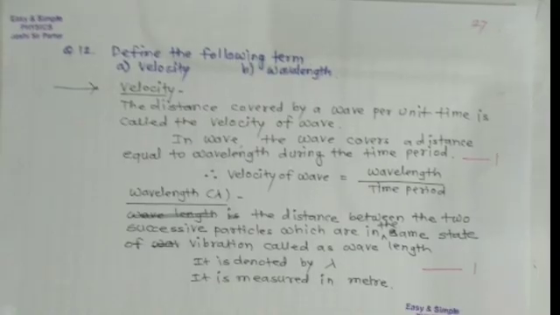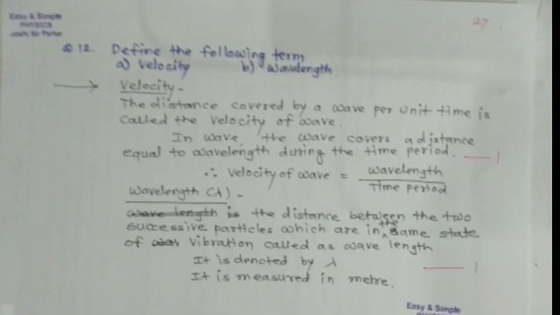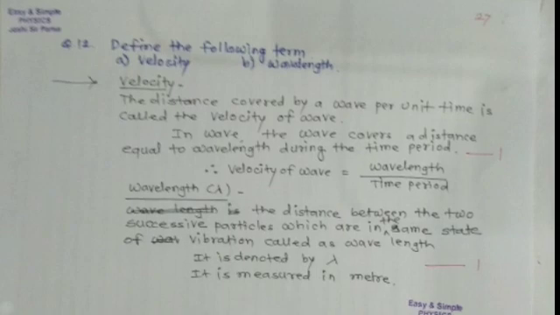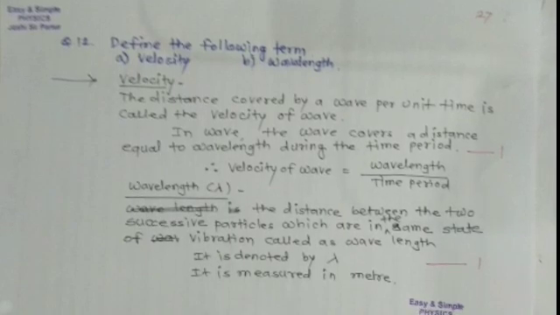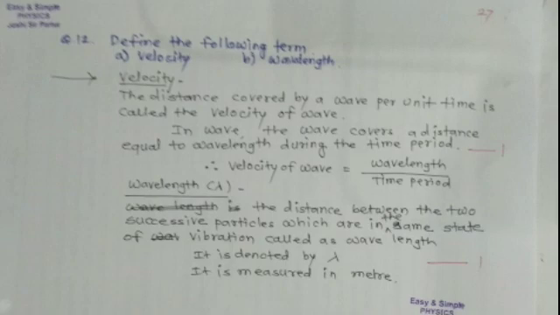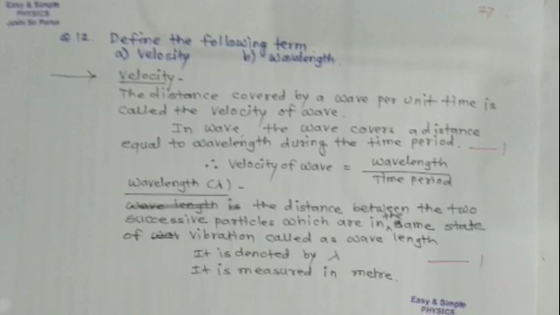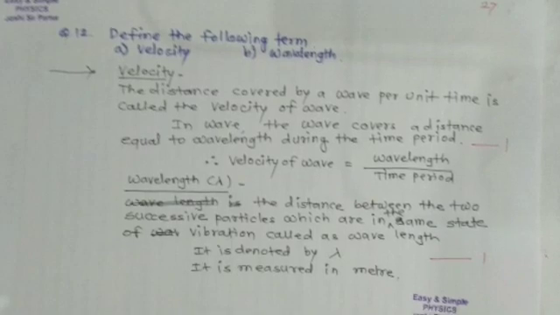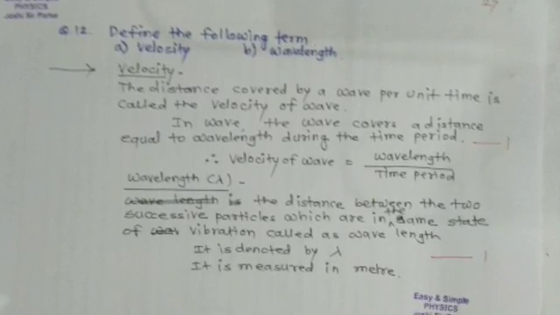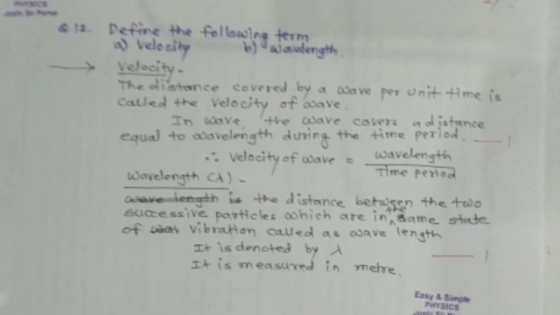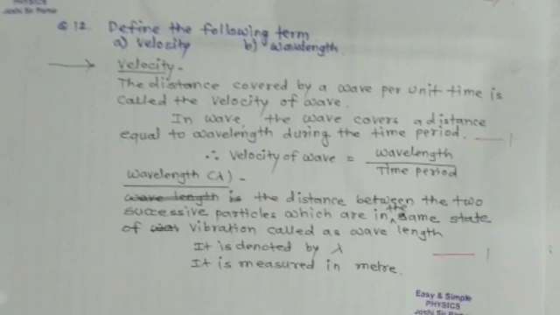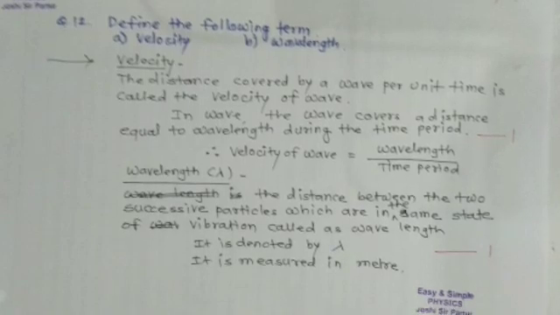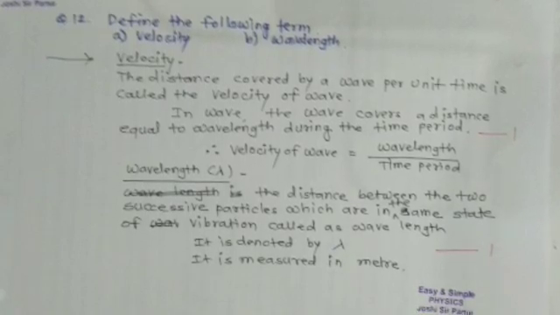Question number 12. Define the following terms. A. Velocity. B. Wavelength. So the answer is velocity. The distance covered by a wave per unit time is called velocity of wave. A wave covers a distance equal to wavelength during the time period. So velocity of wave is equal to wavelength upon time period.